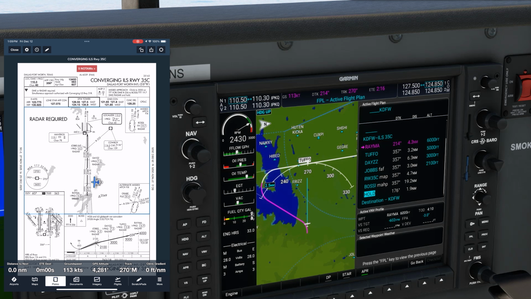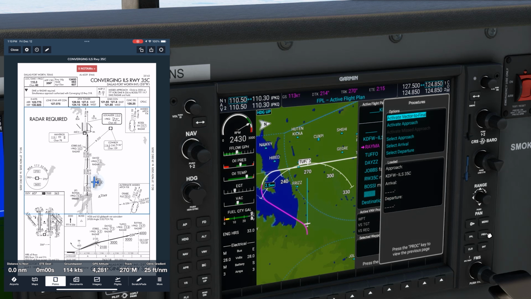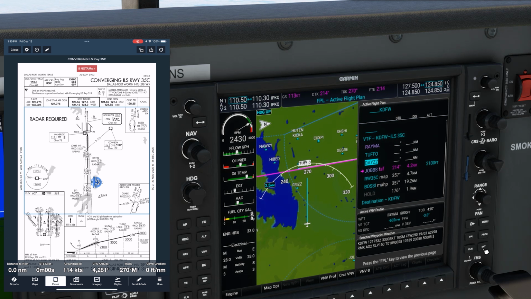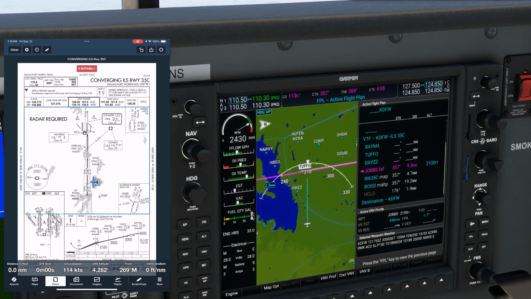So what many of us do is activate vectors to final, which activates the leg prior to the final approach fix, Jobs. It keeps the other fixes like RAMA and TUFO, in case we get told to navigate direct to one of those. Older GPS units like the Garmin 430, 530 would just blow these fixes away. But what is gone here on the G1000 and many other modern units are the altitude restrictions for those fixes.